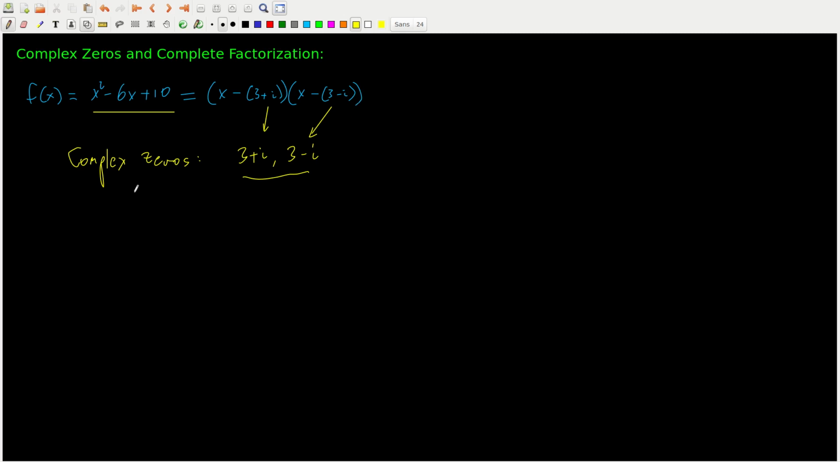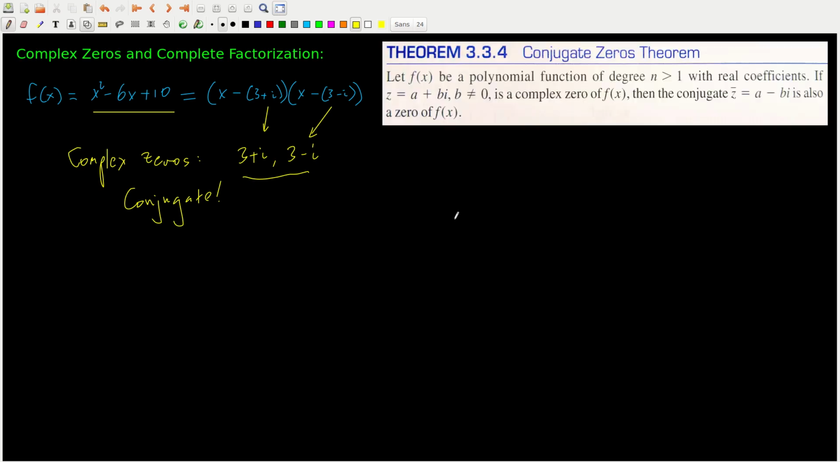And you'll notice that these two things are the complex conjugate of each other. If we take 3 plus i, the conjugate of that is 3 minus i. If we started with 3 minus i, the conjugate is 3 plus i. And so this is an example of an important theorem, which is shockingly known as the complex conjugate theorem.